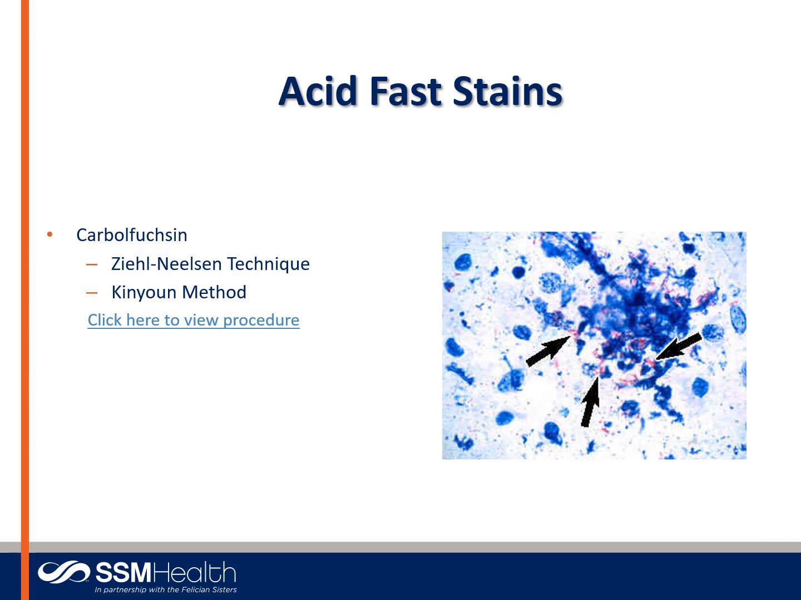That stain has a higher concentration of phenol, and that enables the stain to penetrate that cell wall without the heat. In this case, the acid-fast bacteria stain red, and then the counterstain of methylene blue stains the debris in the background. So this photo on this slide shows an example of a Kinyoun stain.